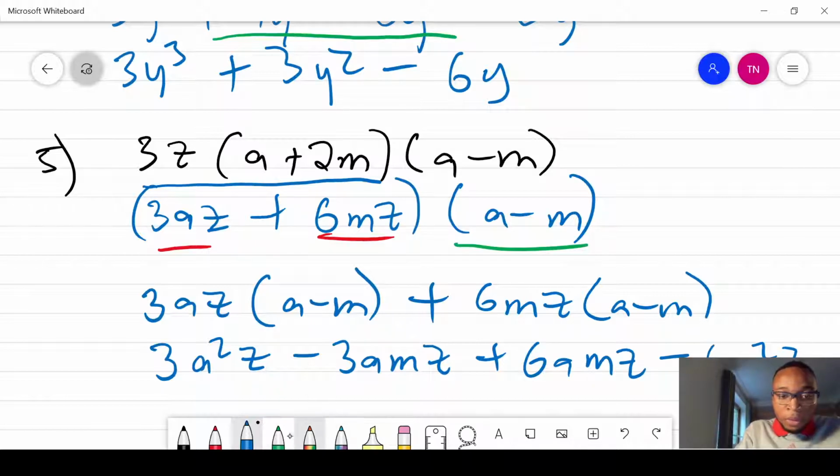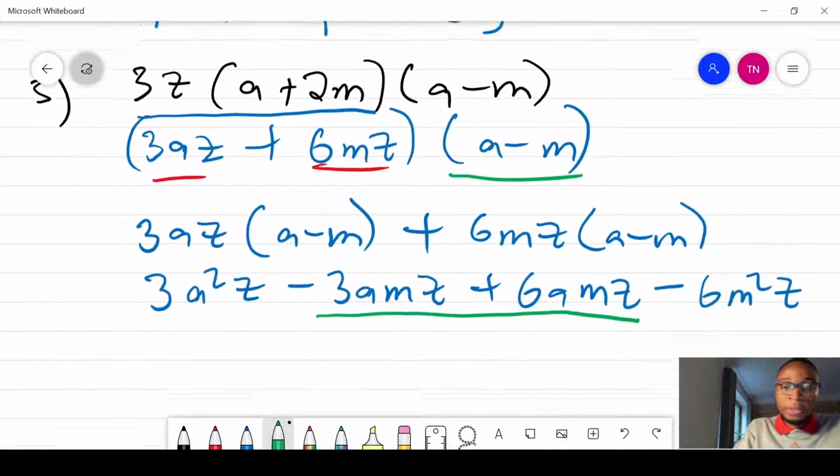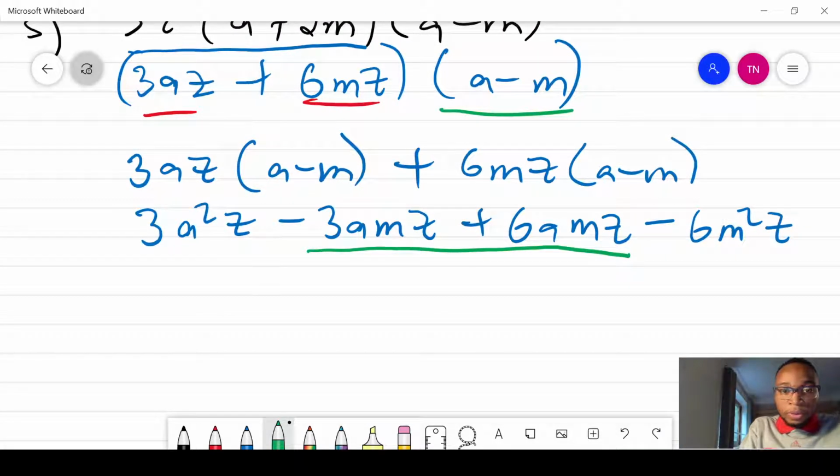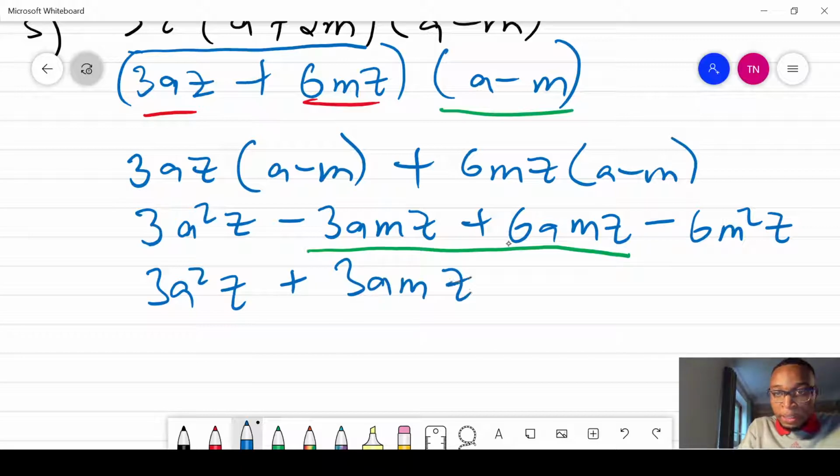And even here, we still have to collect like terms. This and that are like terms. And since they are like terms, we're going to have to collect them. So this becomes 3a squared z, then minus 3amz plus 6amz, that gives us just 3amz minus 6m squared z. And that is just that example that we have there.